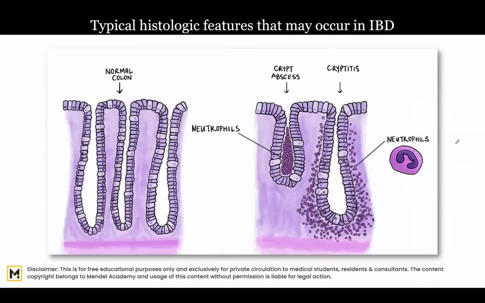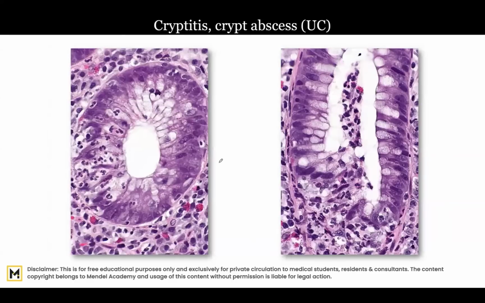The second change, again, normal colon for your reference. And then you have crypt abscess, where the crypts are filled with neutrophils. And then there is also cryptitis, which means the neutrophils also invade the cell wall, and also surround the crypts. So we'll see histologic images. The reason is I don't want you to forget. These might look very easy because they are illustrations, but you should be able to identify them in histologic images.